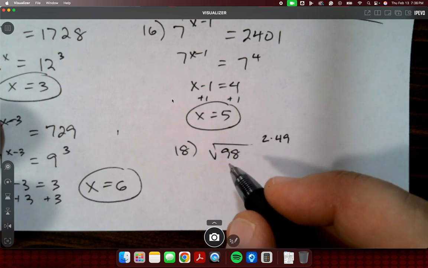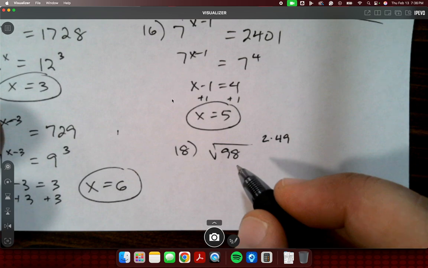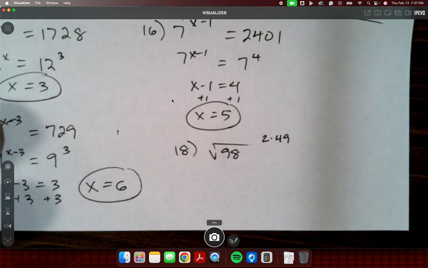3 does not go into 98. And remember, you can test that in your calculator. You could do 98 divided by 3. If it's a whole number, there's your two factors. If not, then keep going.